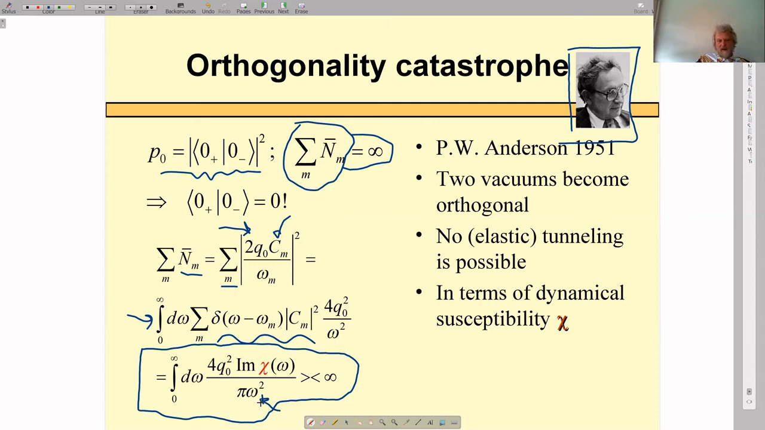Good. That was the orthogonality catastrophe. By that time, a very interesting example of how dissipation can completely change the picture, leading to a qualitative change of the properties of quantum mechanical states. Right.